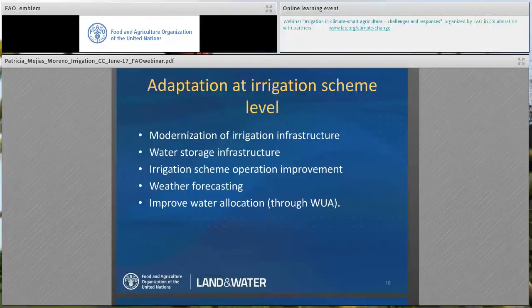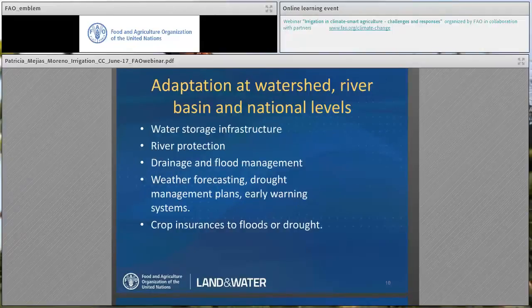At the irrigation scheme, all the measures related to modernization of irrigation infrastructure are also adaptation activities, as are water storage, the construction of dams to harvest water, and everything related to weather information and irrigation advisory services to improve irrigation. And at national level, we can also have more options related to policy and investment, such as, for instance, water allocation, weather forecasting, drought management plans, and early warning systems.